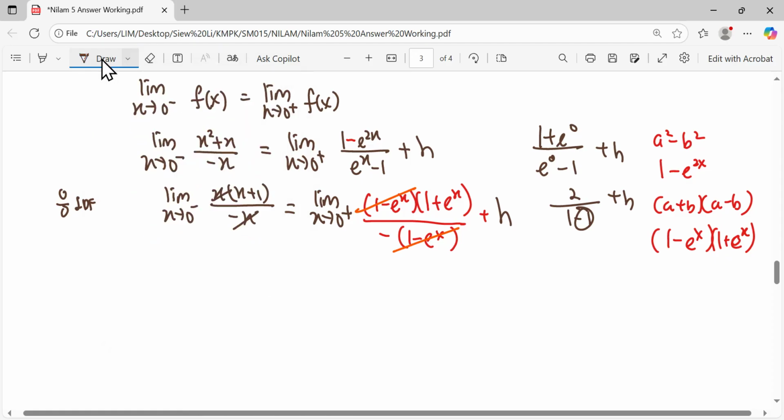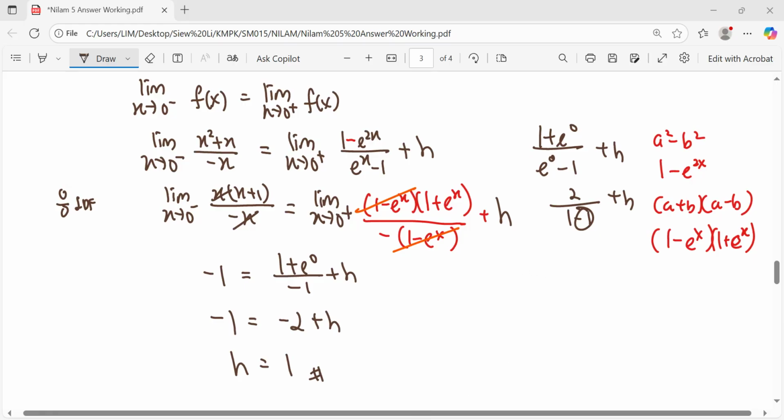Now we recalculate, we evaluate this limit again. Substitute 0 inside, we get negative 1 on the left. This one, substitute 0 inside, 1 plus e^0 over negative 1 plus h. So e^0 is 1, 1 plus 1 is 2. This is negative 2 plus h. Therefore, h, remove it, plus 2 will become equal to 1. Therefore, our final answer is h equals 1.